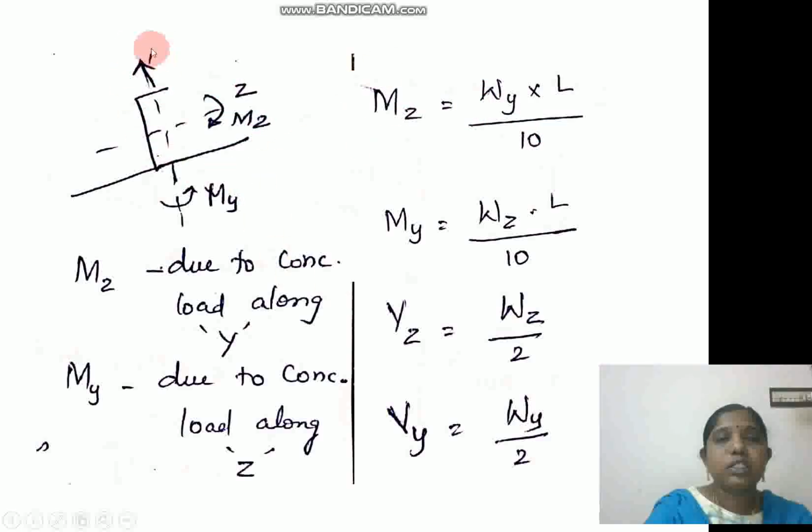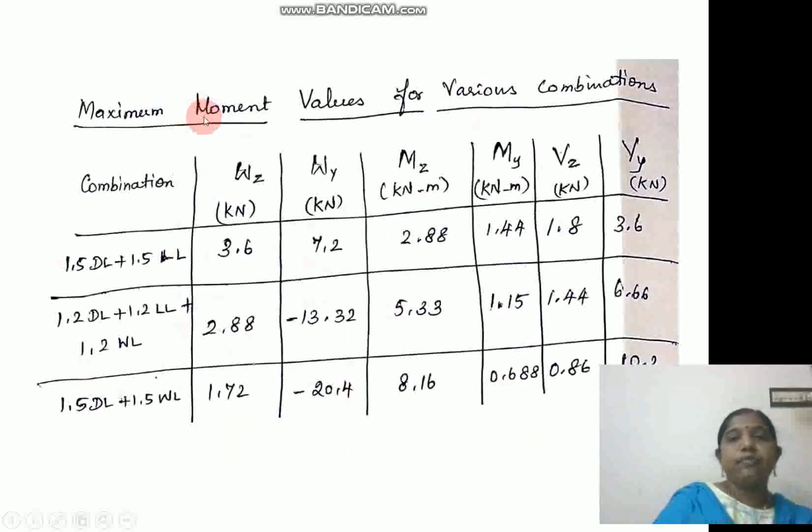But the force along the same direction is going to create the shear force. Therefore, concentrated load is W by 2. Therefore, Vz, shear along Z direction, is your Wz by 2, horizontal shear, and shear along Y direction is your Wy by 2, that is vertical shear. So you have to calculate based on these various combinations.